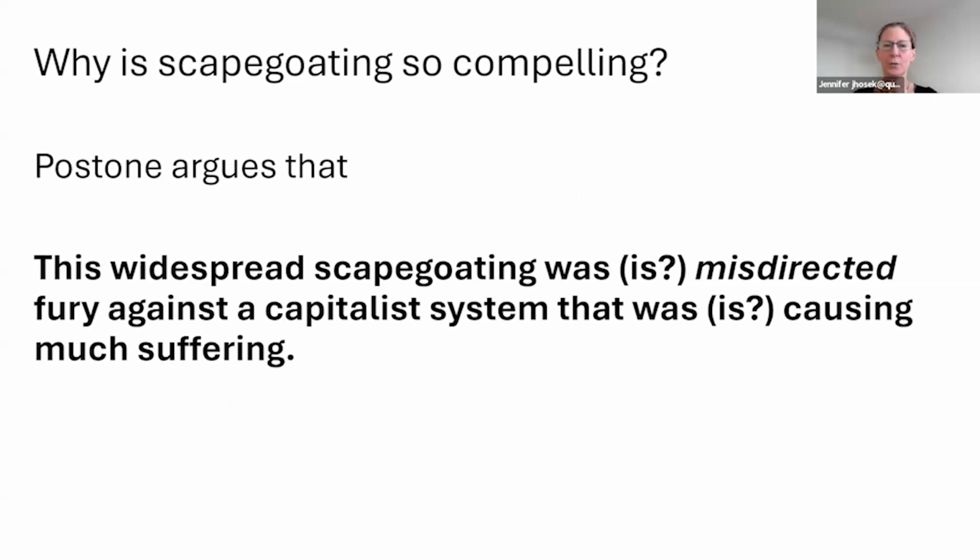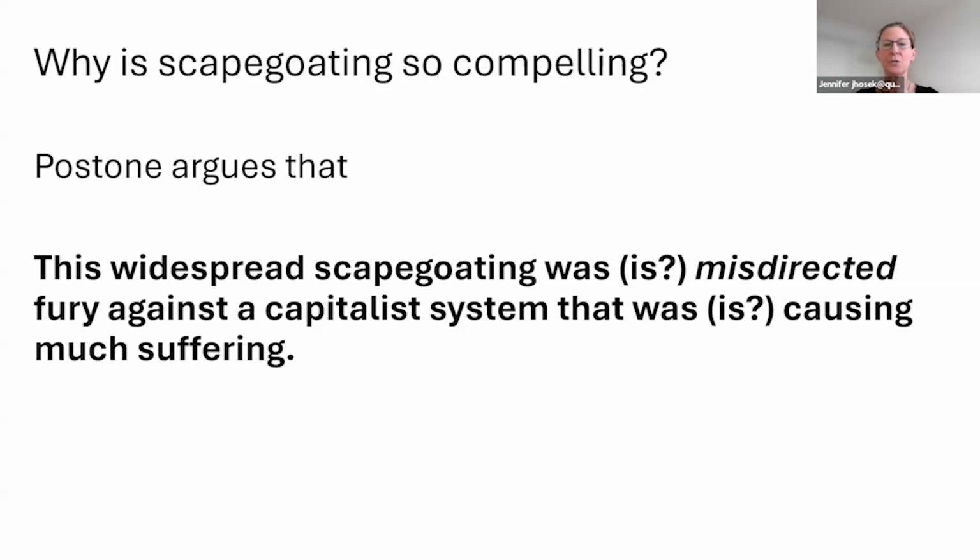So why do so many people in Germany and around the world find these xenophobic ideas so compelling? Well, Postone in this case here, in the case of the Holocaust or Shoah, argues that the widespread scapegoating of the Jews is misdirected fury against a capitalist system that is causing so much suffering, that people aren't seeing the bigger structure and are scapegoating a weaker group, for example, a group that they see as different.